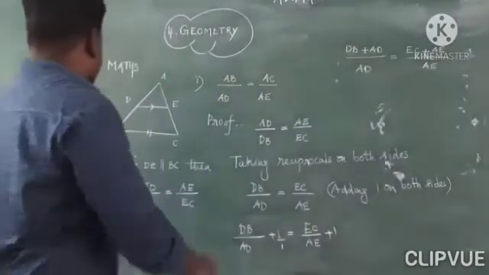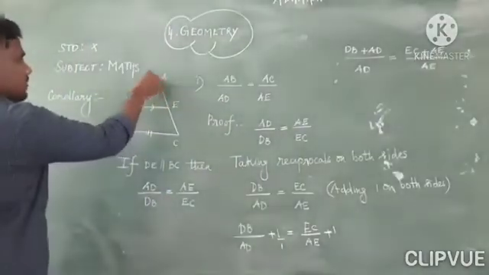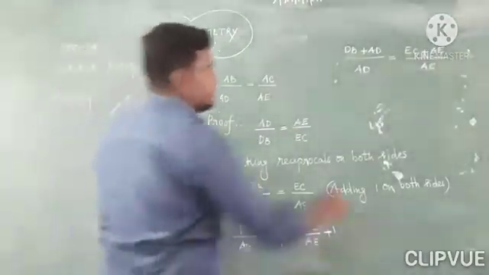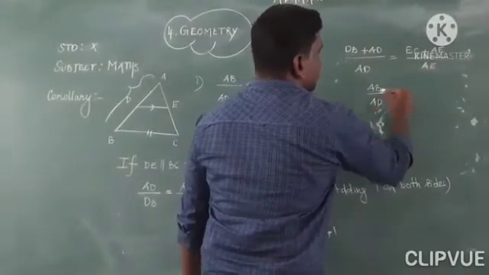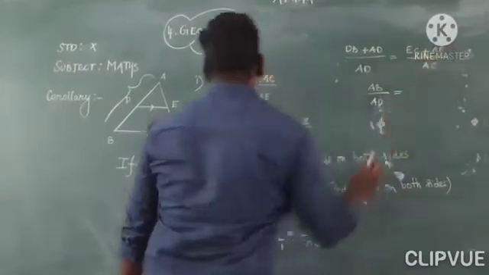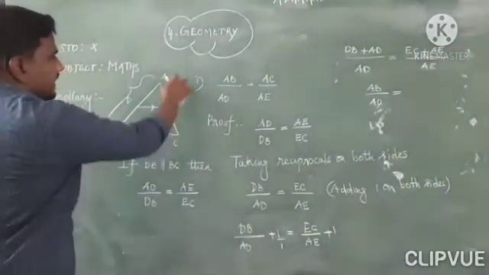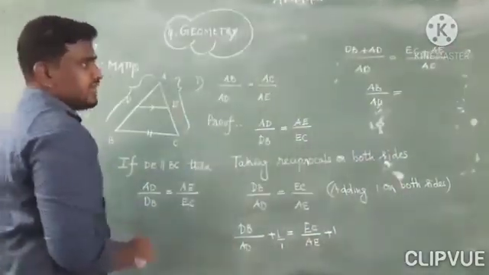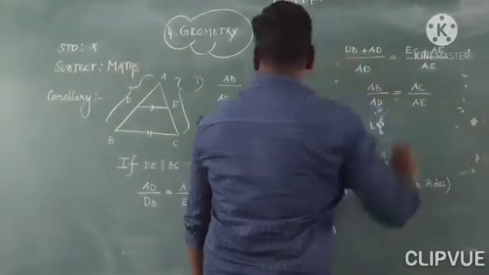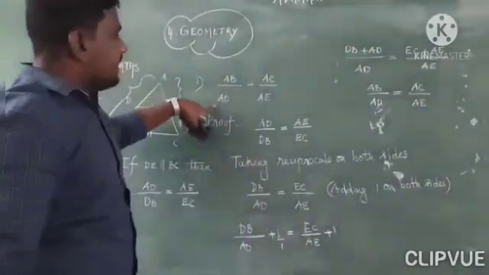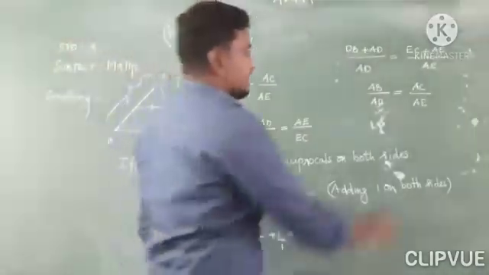So DB plus AD is equal to AB. So AB by AD is equal to EC plus AE over AE. What is the sum of EC and AE? It is equal to AC. So AC by AE. Hence AB by AD equals AC by AE.